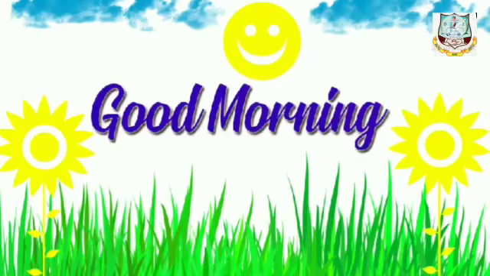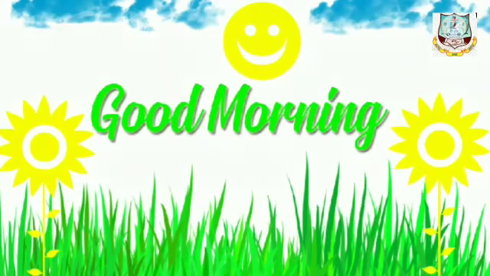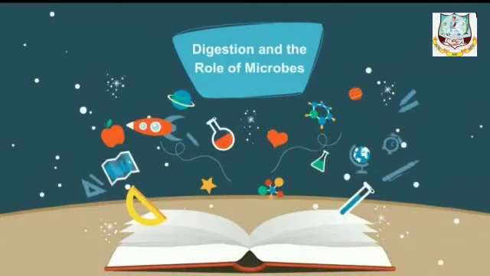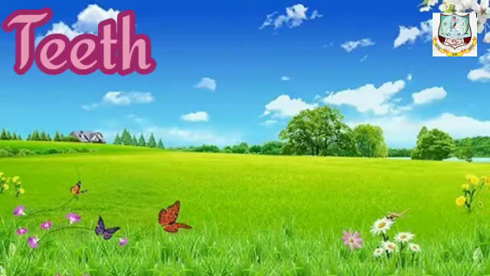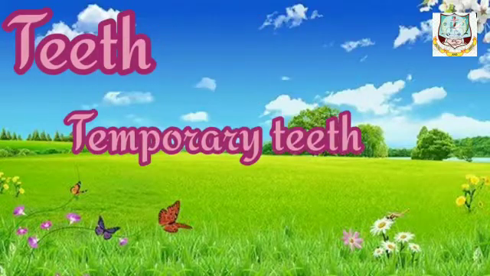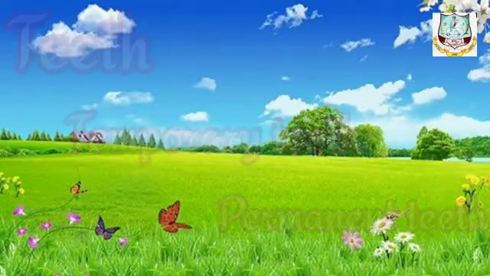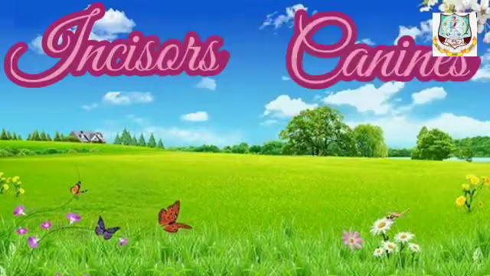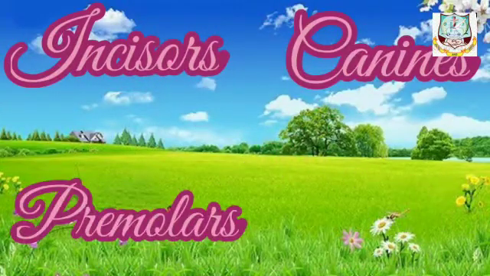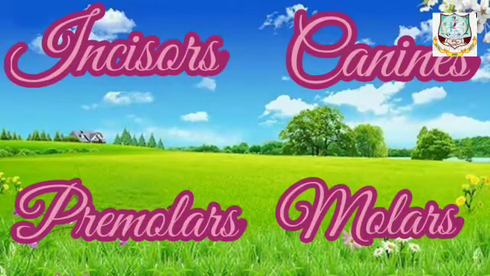Children, we are learning the second lesson, digestion and the role of microbes, isn't it? Do you remember that portion? Yes, in the previous class, we learned about teeth, sets of teeth such as temporary teeth and permanent teeth, and types of teeth, that is incisors, canines, premolars and molars. Hope you all have learned that portion.